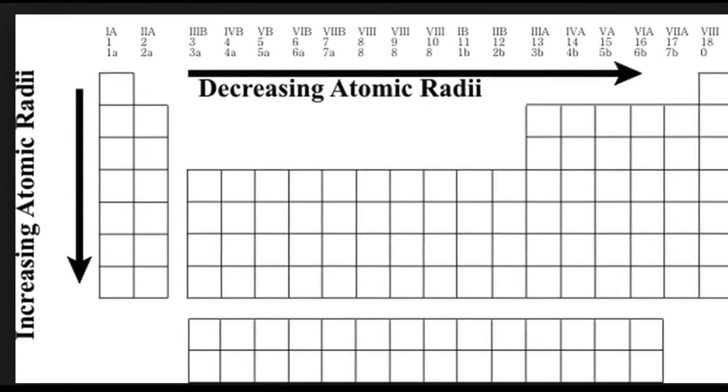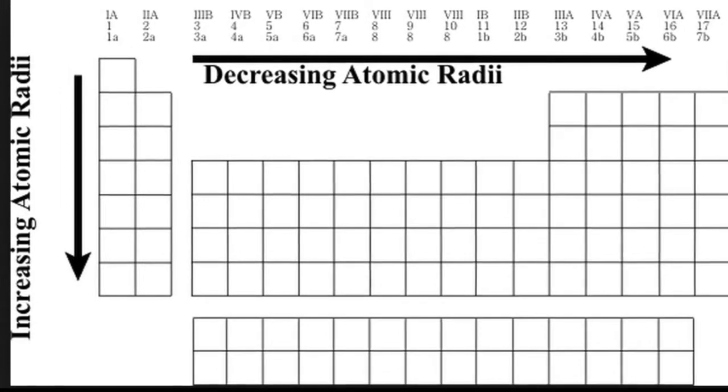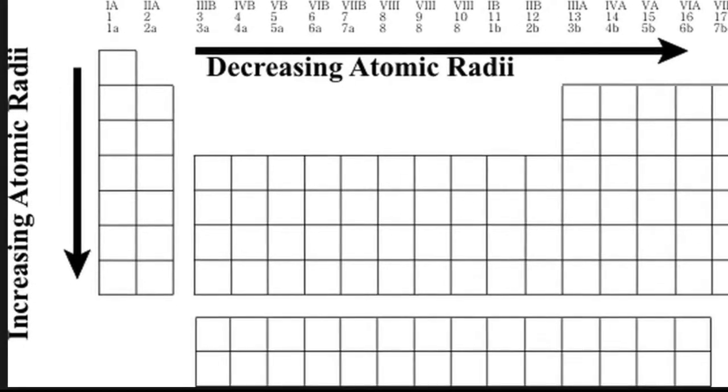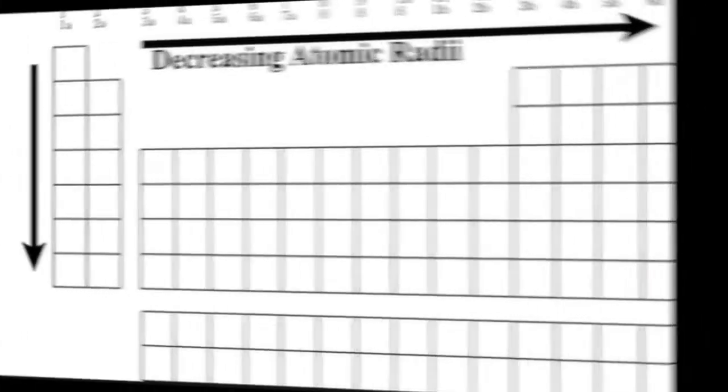The main thing to take away from this is that as you move down the periodic table, atomic radius increases and the atom gets bigger. As you move right along the periodic table, atomic radius decreases and the atom gets smaller. The biggest natural element is francium, and the smallest natural element is helium.